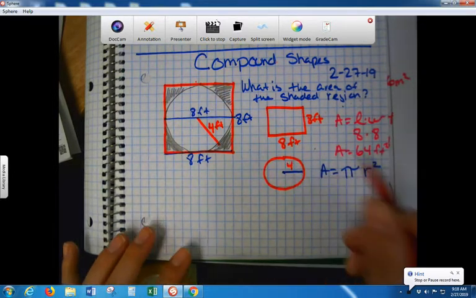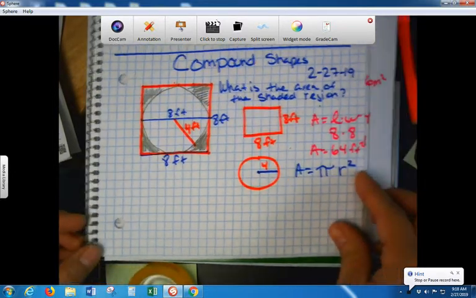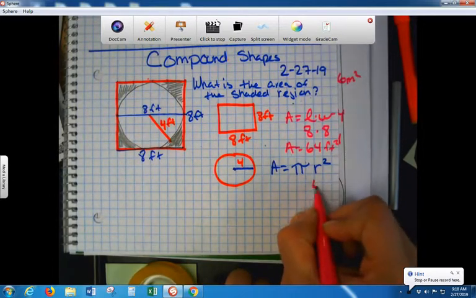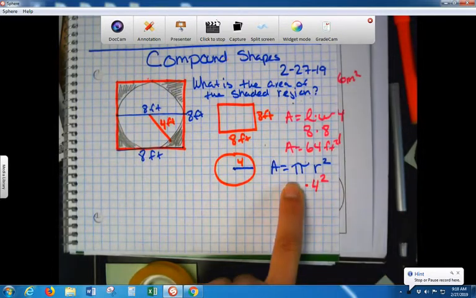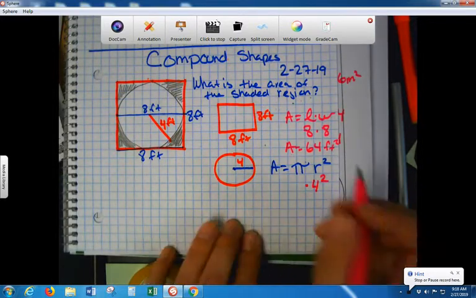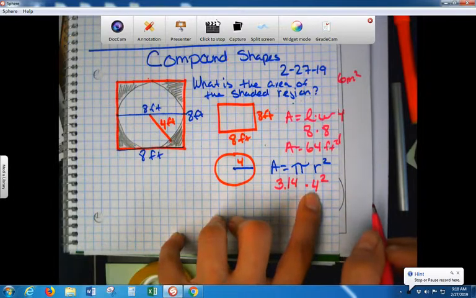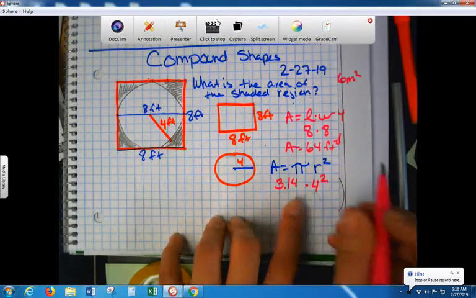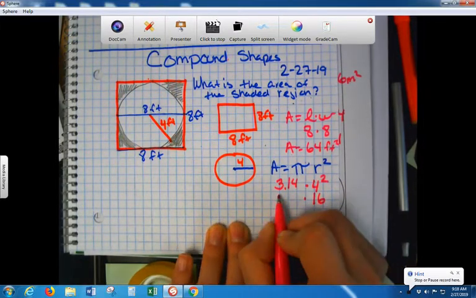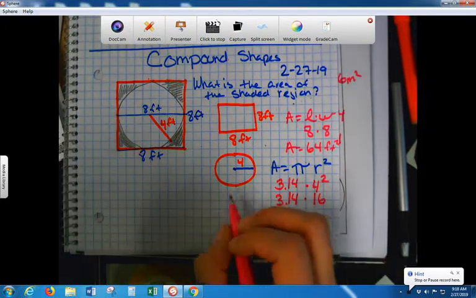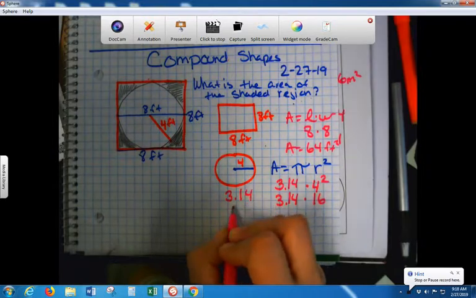Okay, cool. So let's plug it in. Radius is 4, so I'm going to plug it in. 4 squared. Who can remind us what pi equals? Good. Okay, what's 4 squared? Don't say 8. 16. Good. 16 times 3.14. 3.14 times 16.